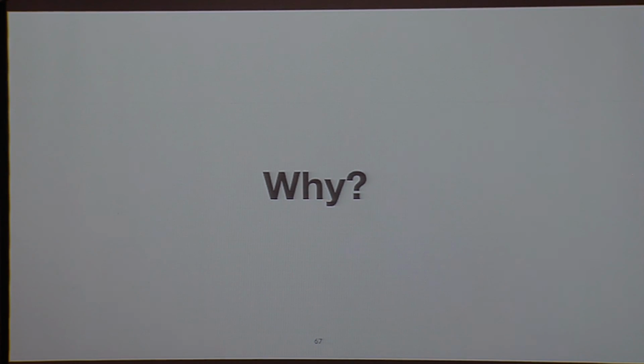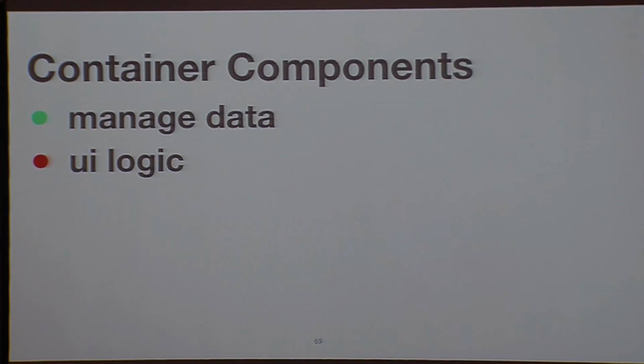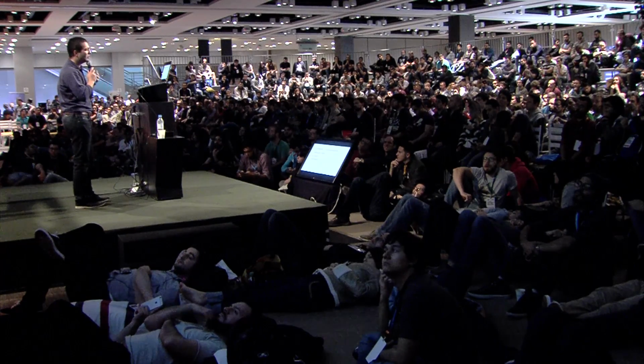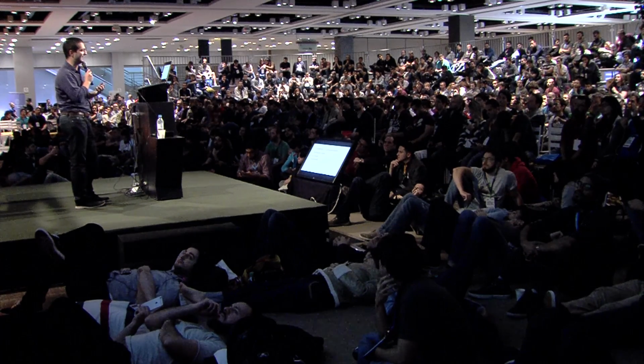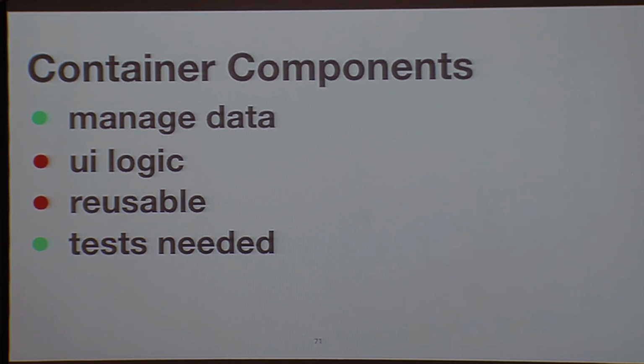Why? Well, let's take a look at container components. They manage data. They don't manage UI logic. They're not very reusable, right? Because you don't really need to reuse business logic like this. Like if you have a piece of code that's very tight, like you're talking to an Ajax endpoint, usually you're not going to reuse that. And it needs tests. At this stage, you need to make sure that the data that you're getting is properly transformed. So this type of component is going to need testing.